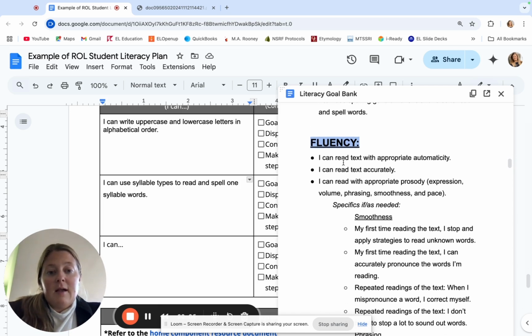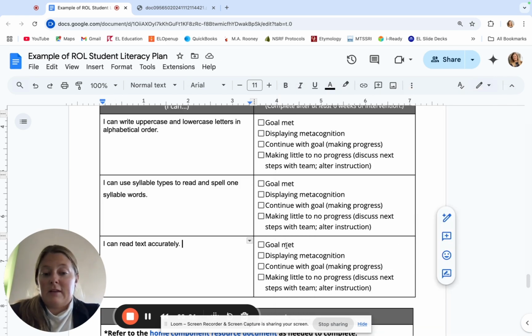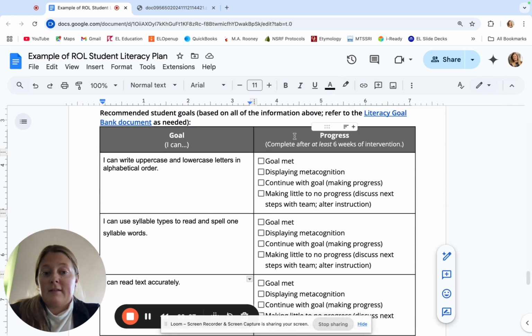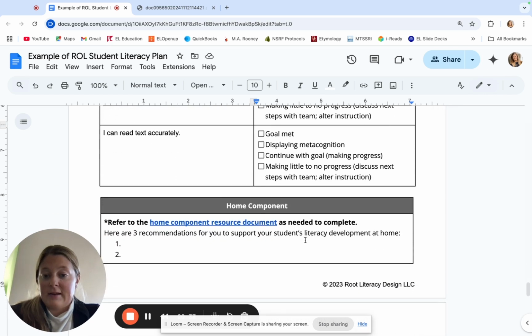right now. I can read text with appropriate automaticity. I can read text accurately. Ooh, yeah, that's where we're going to start, because he wasn't even able to notice when he had reading errors when he was reading the QRI. And so I want to make sure that he's paying attention to his reading. And then this is at least 6 weeks of intervention. You can track the progress on these goals, but that's where we're at right now.